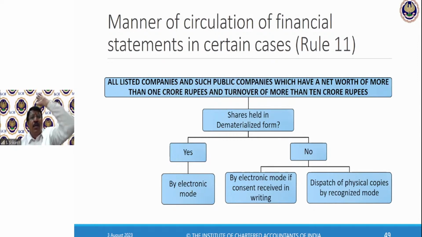Which means all listed companies by electronic mode, because 100% of the shares will be held in dematerialized form. Unlisted companies, they had better get it dematerialized, then it is automatically electronic. If it's not dematerialized, then at least get a consent in writing. Otherwise, you have to send it by physical copies. Non-dematerialized shares have to be sent only in physical copy for all other companies. Other than these two categories, all other companies, physical form only you have to send it.